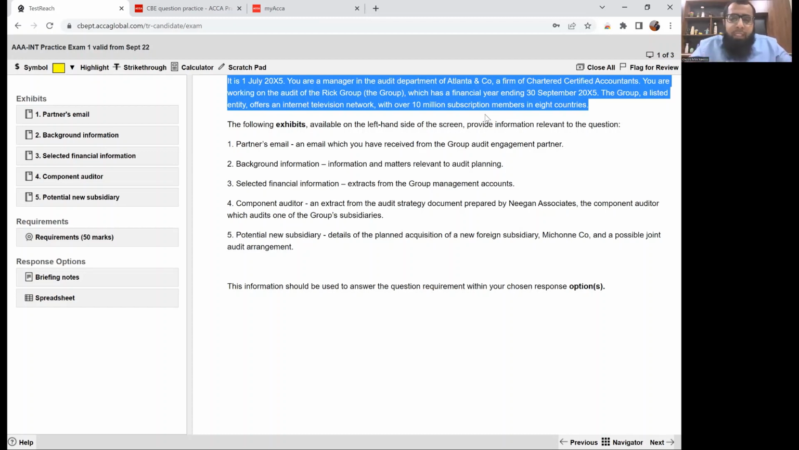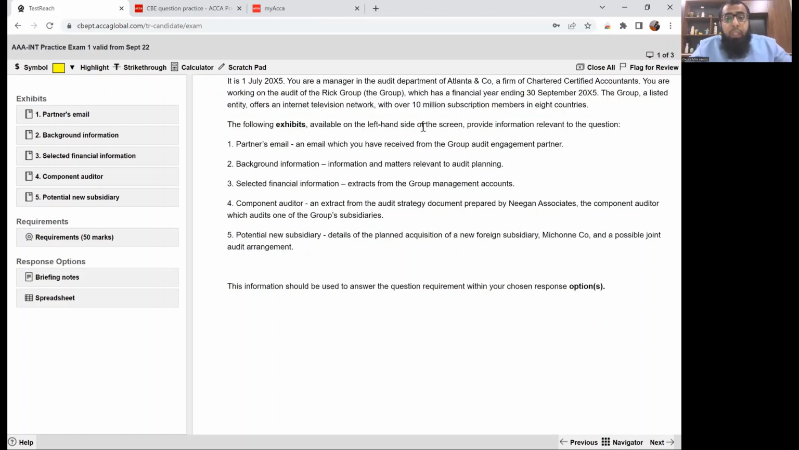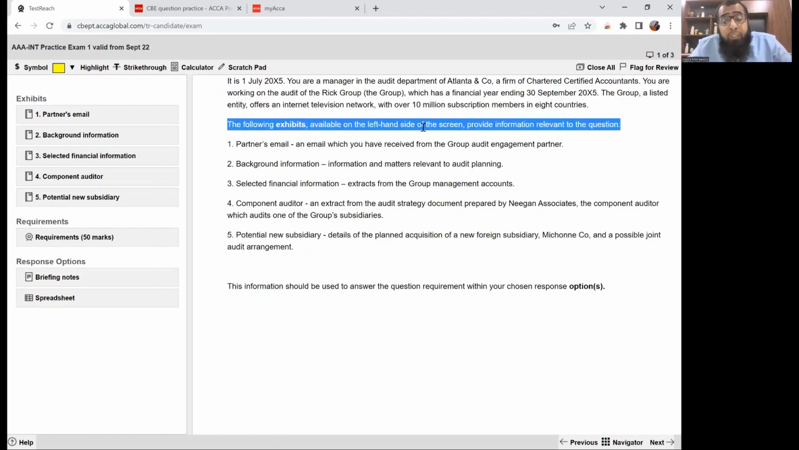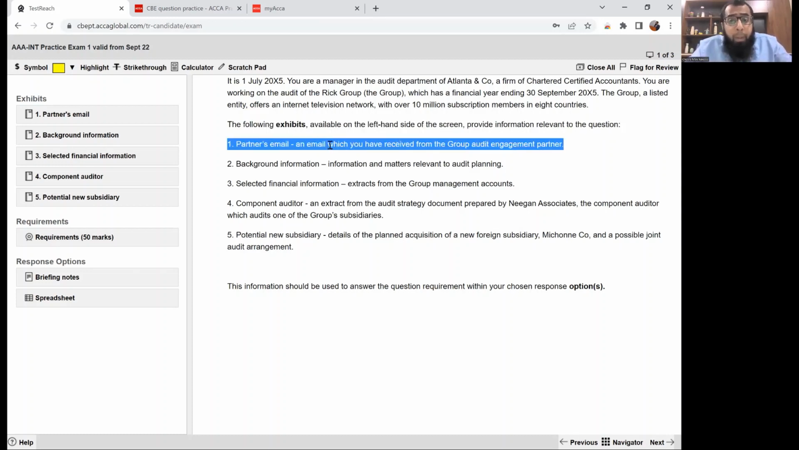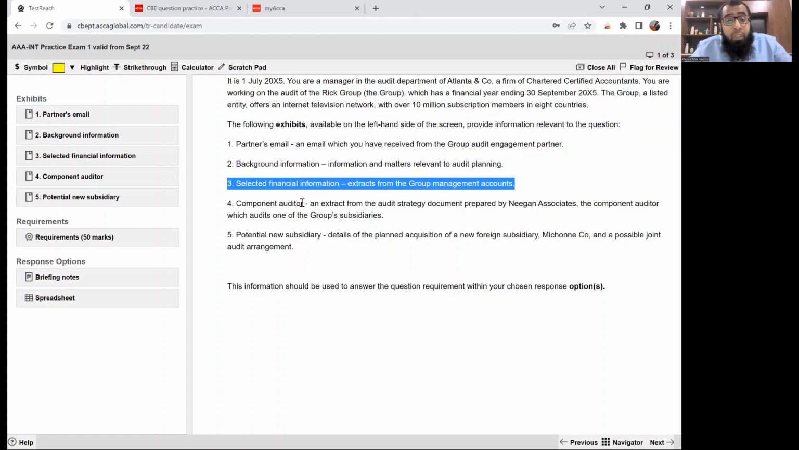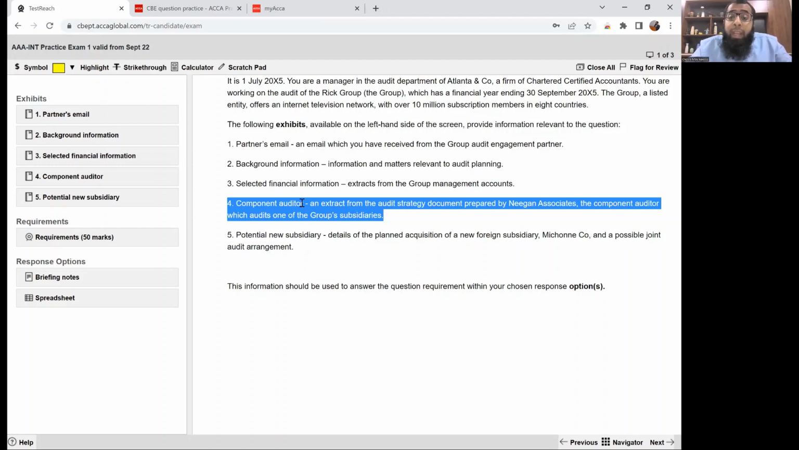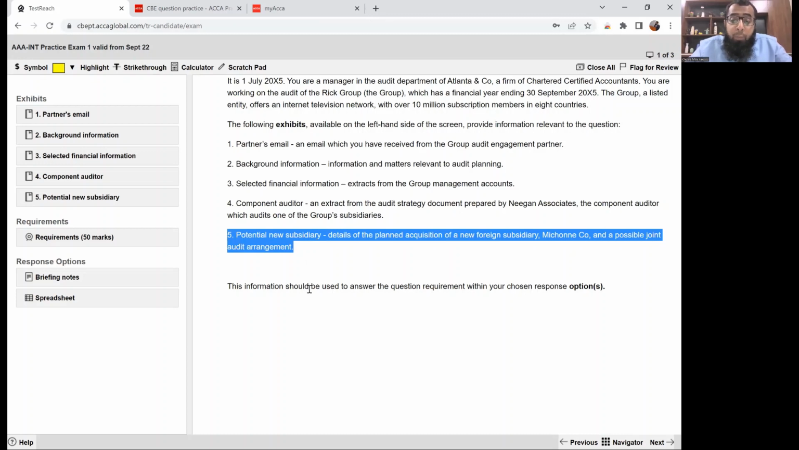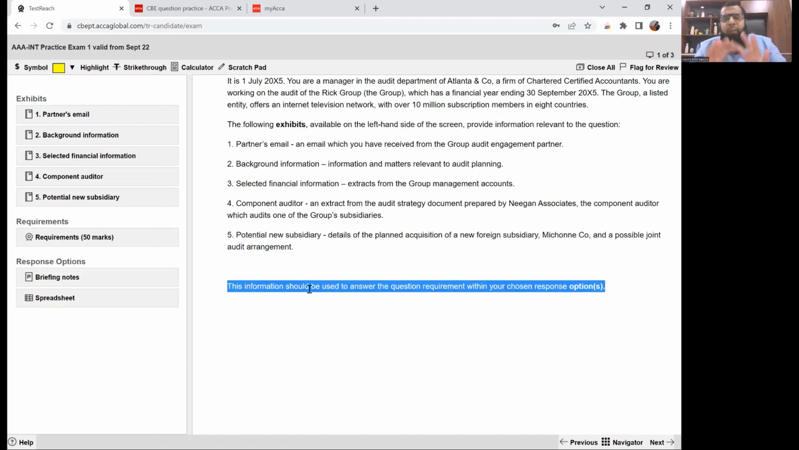Normally this first screen is not very useful. The following exhibits are available on the left-hand side of the screen, providing information relevant to the question: partner's email, background information, selected financial information, component auditor, an extract from the audit strategy document prepared by Negan Associates, the component auditor which audits one of the group subsidiaries, and a potential new subsidiary. So this first screen is just a summary of what we'll be looking at throughout the question.